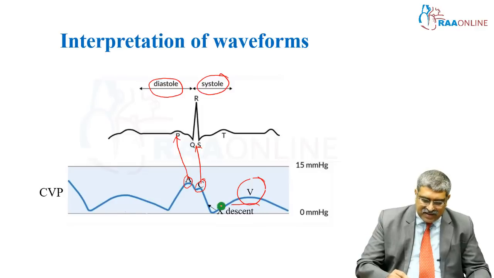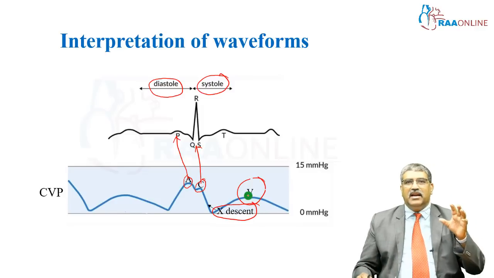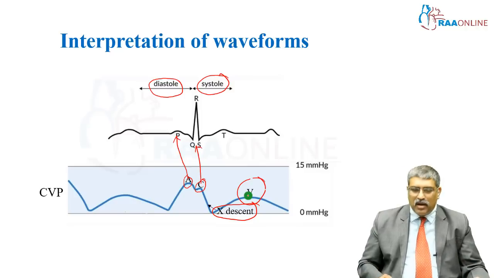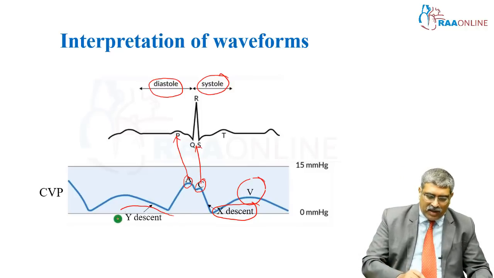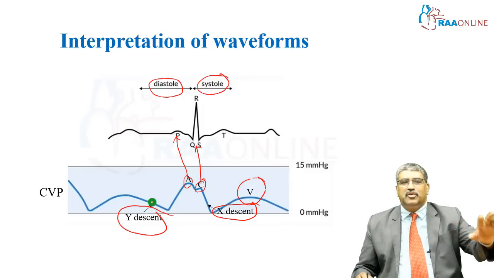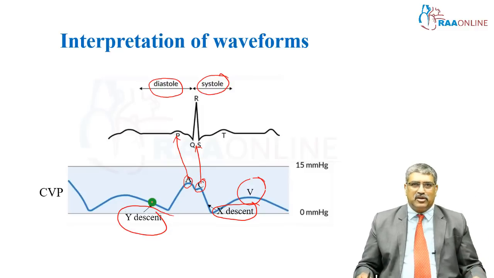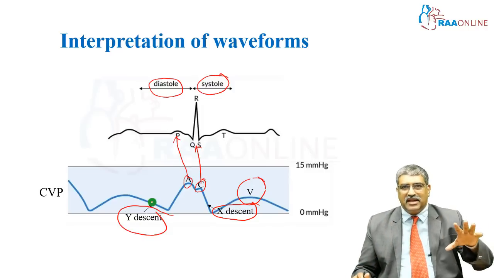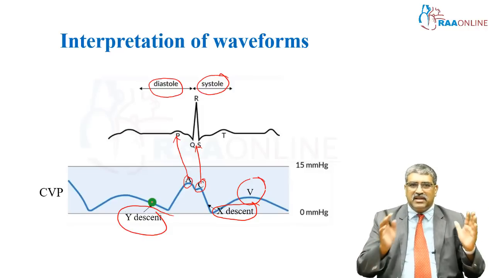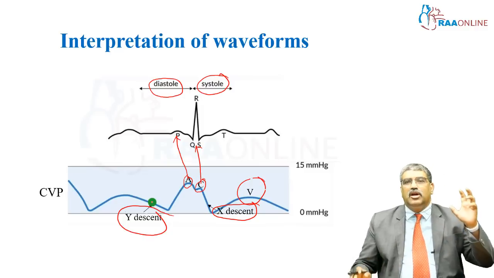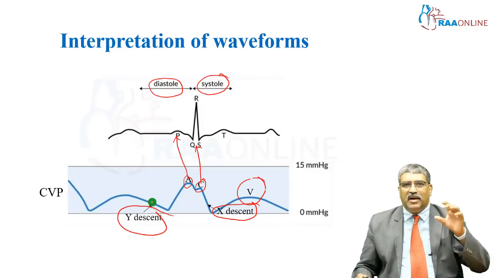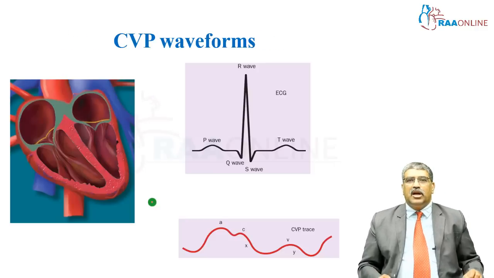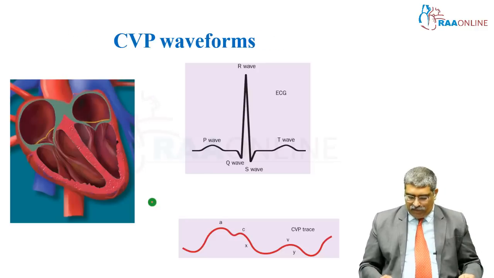And X descent is when the atrium relaxes but there is ventricular systole. Finally, the Y descent, which again is due to ventricular diastole. So, 2 waves occur in the diastole: the atrial contraction A wave and the Y descent, which occurs in ventricular diastole. Your C wave, V wave and X descent happen in ventricular systole. Now coming to each waveform.